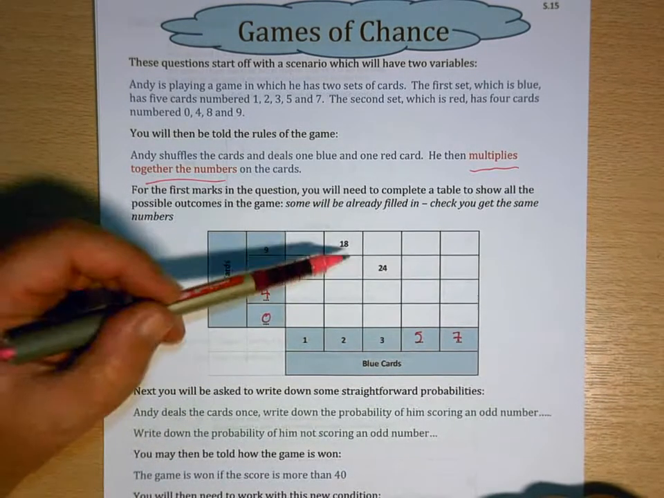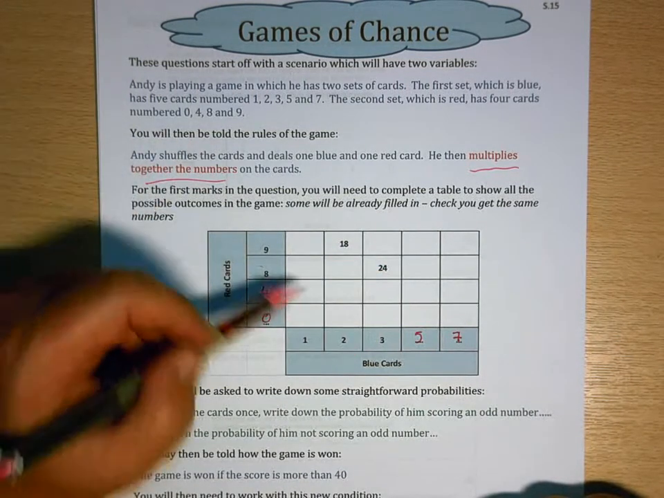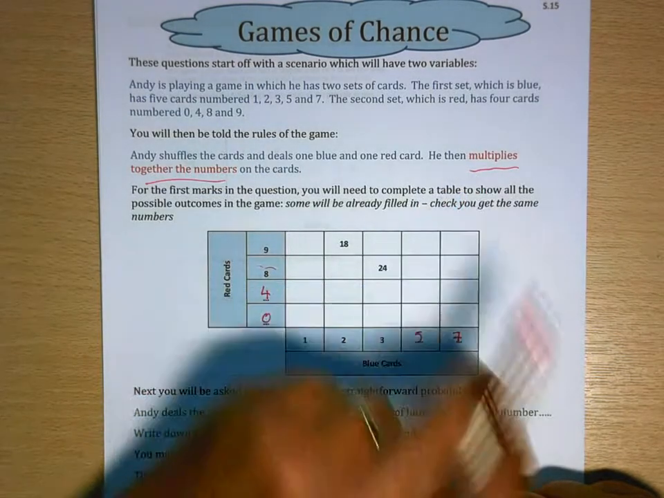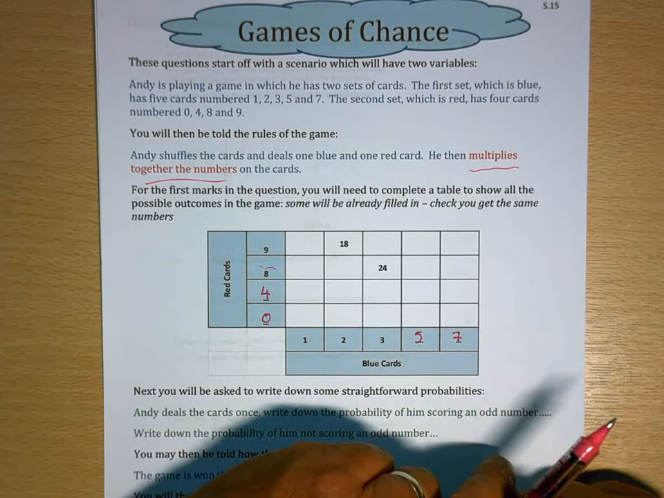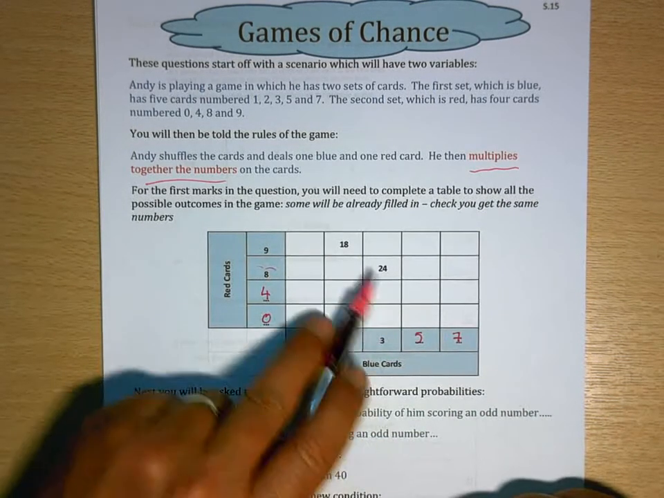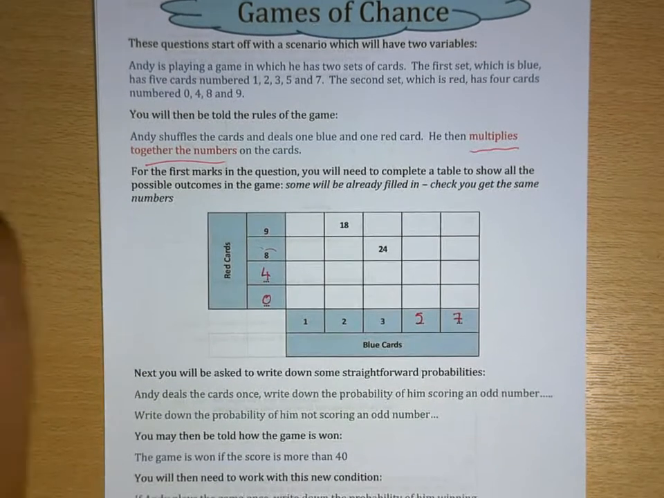And then we can see how they're being filled in, because I've got 3 and 8, which gives me 24 by multiplying them. So maybe they could have said there they find the product of the numbers, because product means multiply. But if you didn't know that, you could figure it out from the information you're given. So then we complete the table.